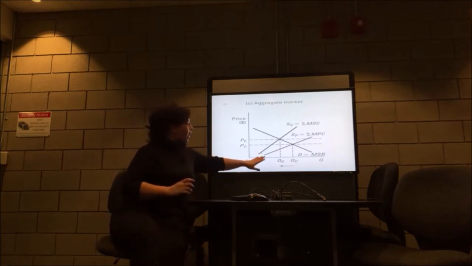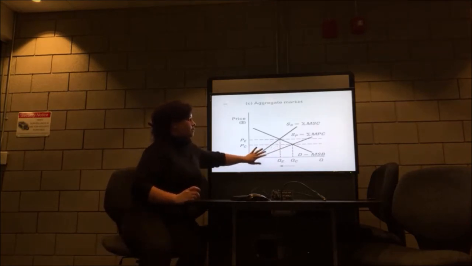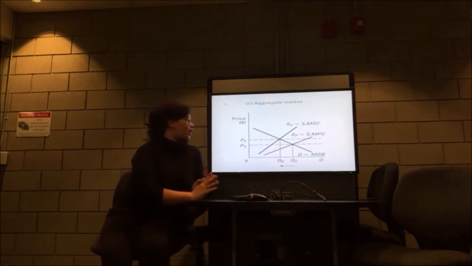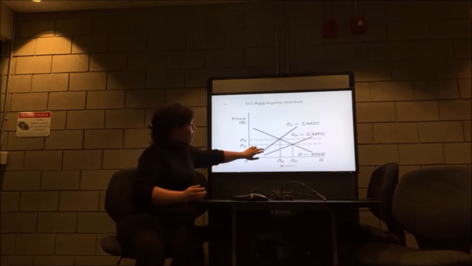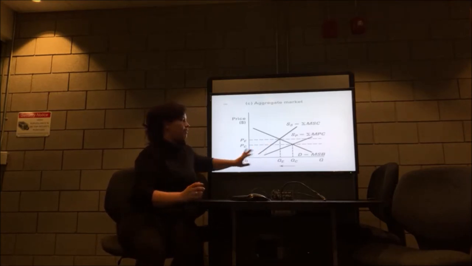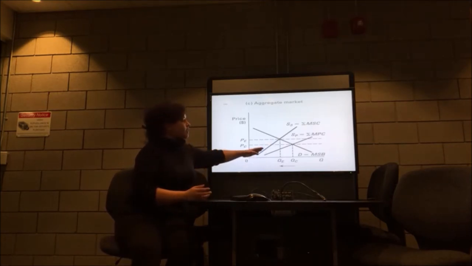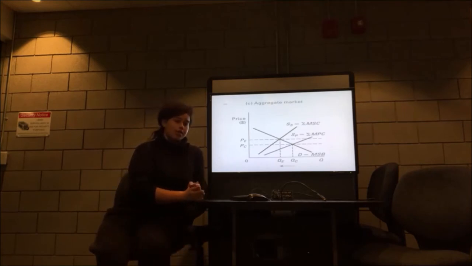So we have here the curve for the marginal private costs, meaning no externality costs included. We have the second supply curve. This curve is the marginal social cost curve.